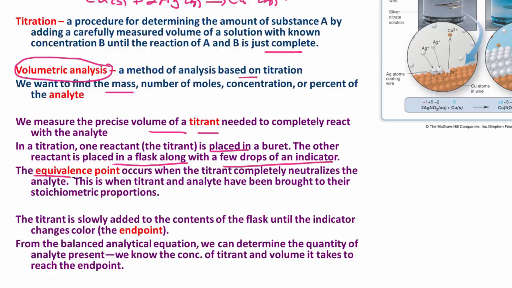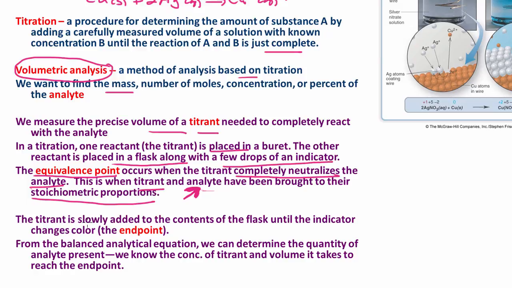So the equivalence point in a titration occurs when the titrant completely neutralizes the analyte. In other words, the reaction is complete. The analyte is the substance that we want to determine the concentration for. So the equivalence point is when the titrant and the analyte have been brought to their stoichiometric proportions, according to the balanced chemical equation.